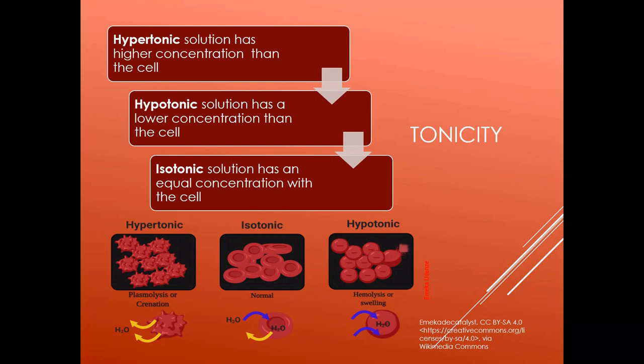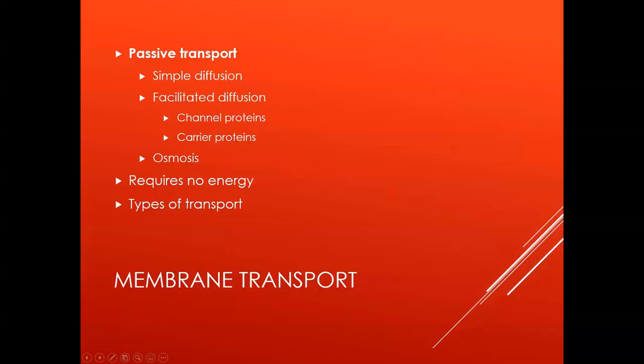What we want in our blood is an isotonic solution, where both the concentrations inside and outside the cell are equal, and the blood can look like its usual donut shape and do what it's supposed to. We also have to talk about passive transport in a little bit more detail because there's several different types. There is simple diffusion. There is facilitated diffusion, where channel proteins or carrier proteins assist, and there is osmosis.